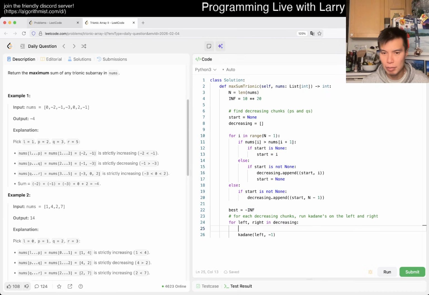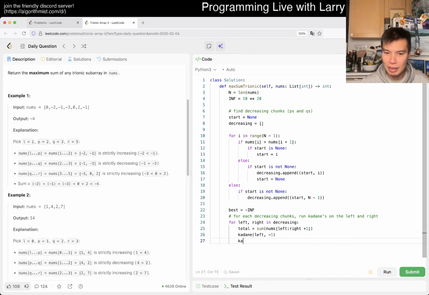So then total is equal to the sum of, and you could use prefix sum for this, but it doesn't really matter because in amortization, everything is going to just be called once, right? Because every number can only be part of one sum, so that should be fine. And then contain, right, +1.